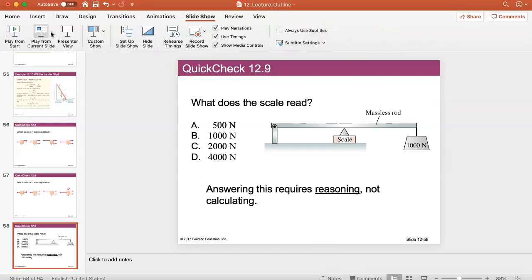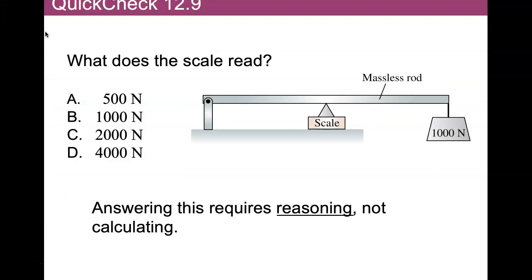Take a few seconds, maybe pause the video and think about the correct answer. All right, so what did you get? In this scenario, we have a massless rod. A weight of 1,000 newtons is hanging from one end. The other end is pivoted, connected to some hinge, and in the middle there seems to be a scale, so it exerts a force and it can measure the force. So what would it read?